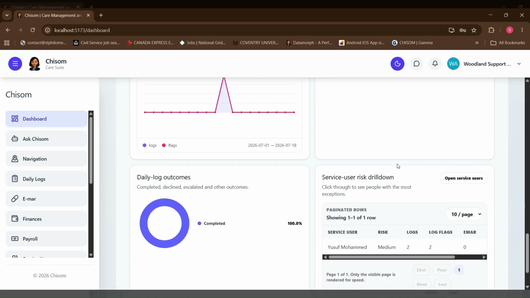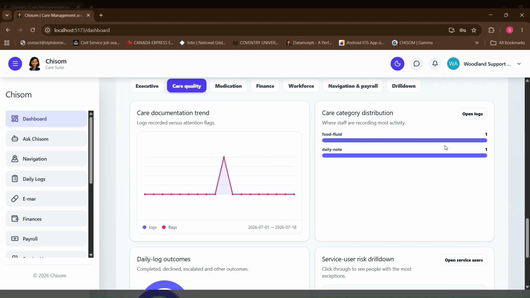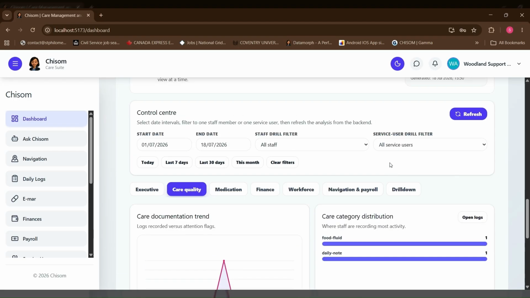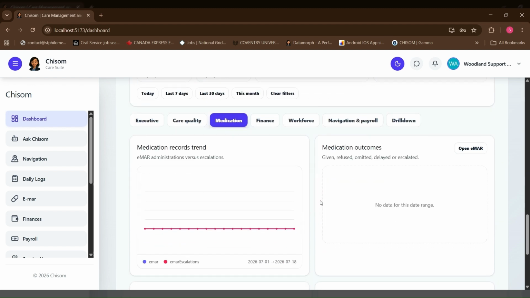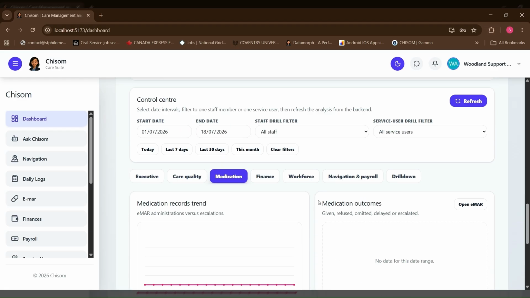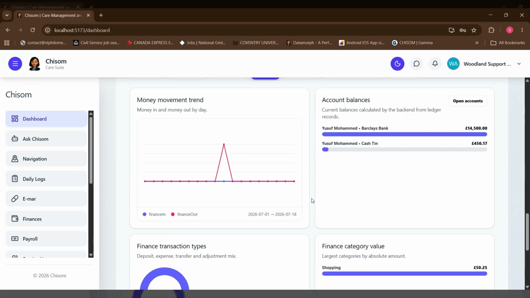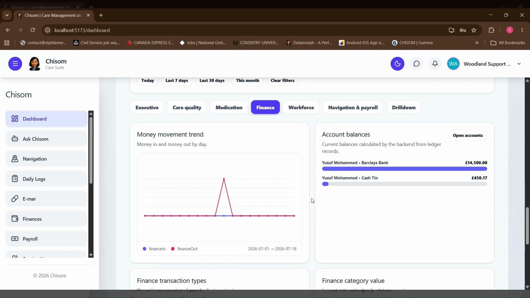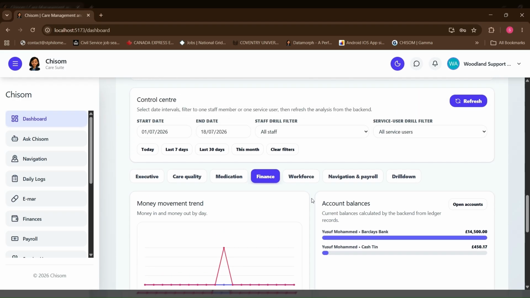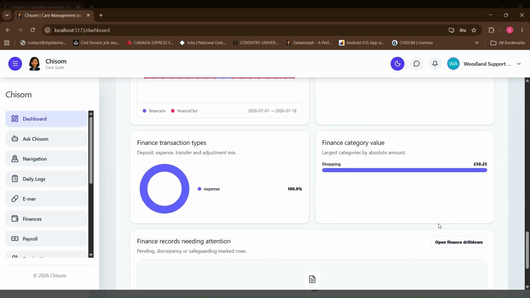If I click on care quality, this talks about daily log outcomes and everything, care category distribution, service user. There's also medication. This has to do with eMAR, the electronic medication administration record and so on. And also there's finance, which is actually the service users' finance, because as I said earlier, Chisom is for supported living. So supported living staff are also responsible for managing the finances of the service users. So from here, you'll be able to see the records.